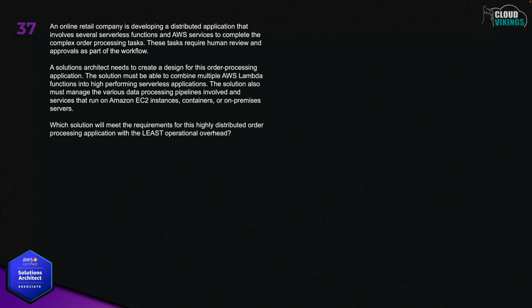37. An online retail company is developing a distributed application that involves several serverless functions and AWS services to complete the complex order processing task. These tasks require human review and approvals as part of the workflow. A solutions architect needs to create a design for this order processing application. The solution must be able to combine multiple AWS Lambda functions into high-performing serverless applications. The solution also must manage the various data processing pipelines involved and services that run on Amazon EC2 instances, containers, or on-premises servers. What solution will meet the requirements for this highly distributed order processing application with the least operational overhead?